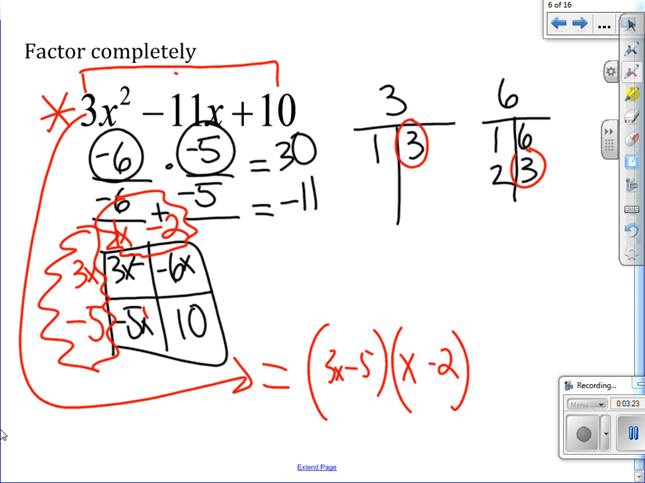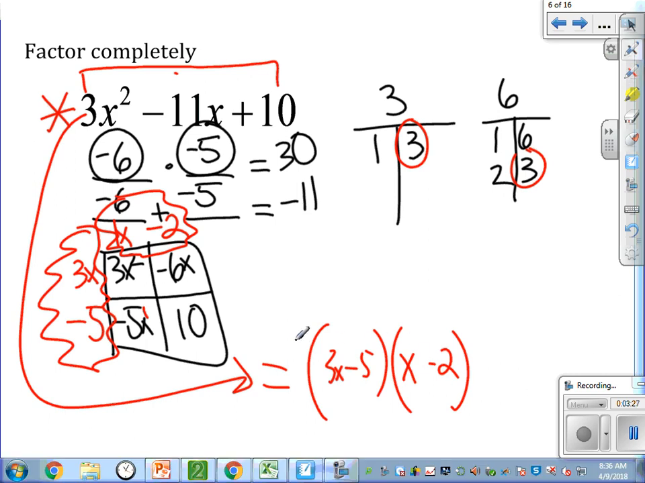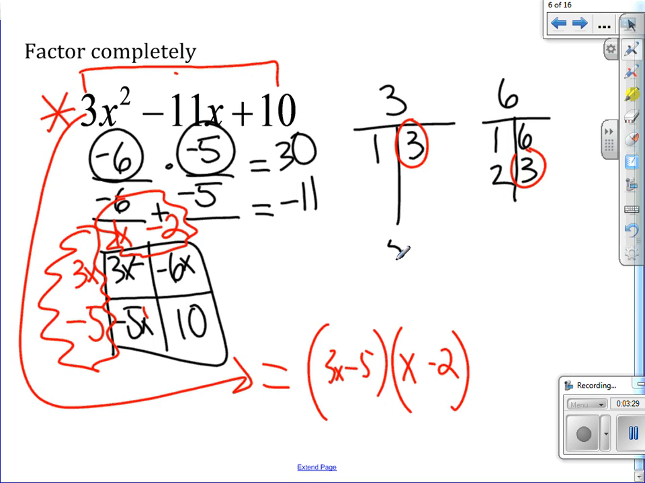Now, let's do 5 and 10, because that's our bottom row, right? What are all the ways to multiply to get 5? 1 and 5, right? How about 10? 1 and 10, 2 and 5.